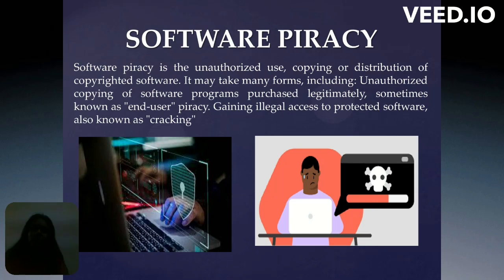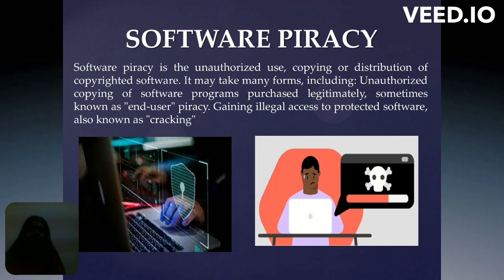And the third type of cybercrime is software piracy. So software piracy is an unauthorized use of or copying or distribution of copyrighted software. So it can include unauthorized copying of software programs which is purchased legitimately, and sometimes even known as end user piracy. So gaining illegal access to the protected software is also known as cracking.